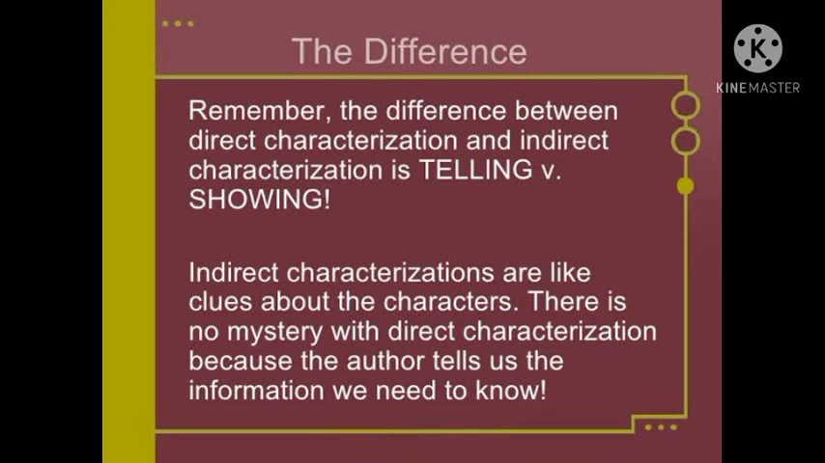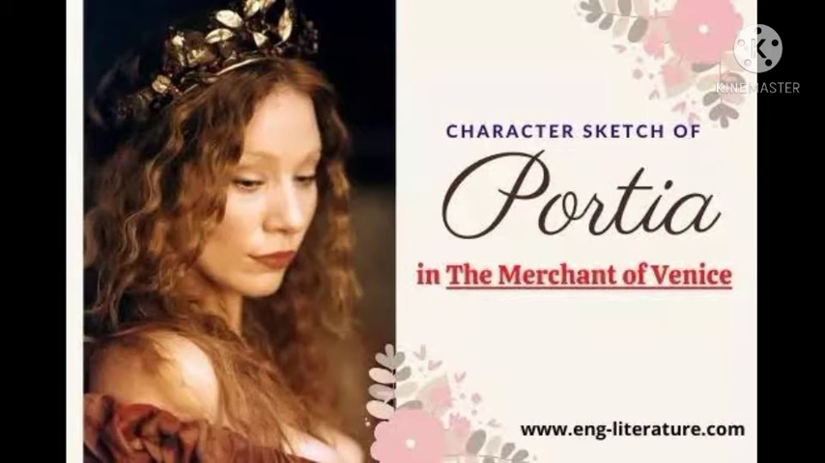It means in direct characterization, the writer tells us what type of character we are reading about. Whereas in indirect characterization, the writer shows us the personality of the character by revealing it through the speech, thoughts, effects, actions, and looks. After this brief description of characterization, let's move towards our today's character, that is Portia from the play The Merchant of Venice.